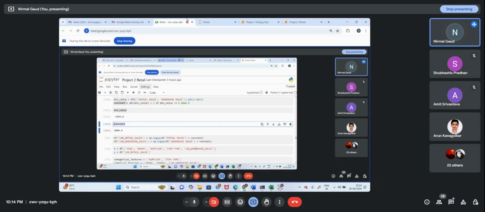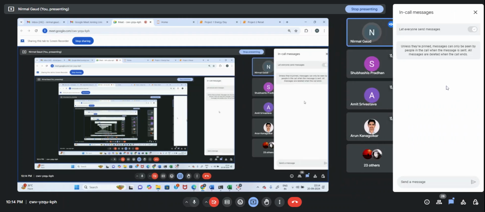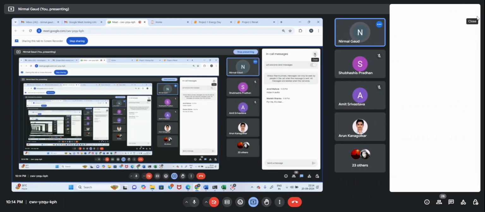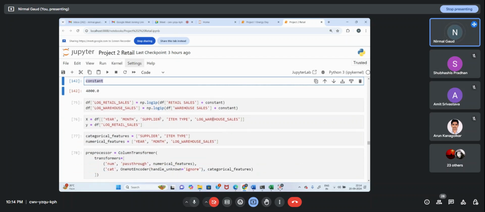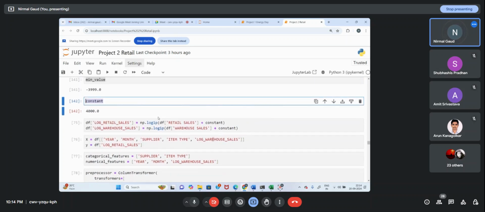Okay, so there are many things which we have to consider, which we have to take care of while doing the analysis. Okay, so what I did is, I converted that into a constant.